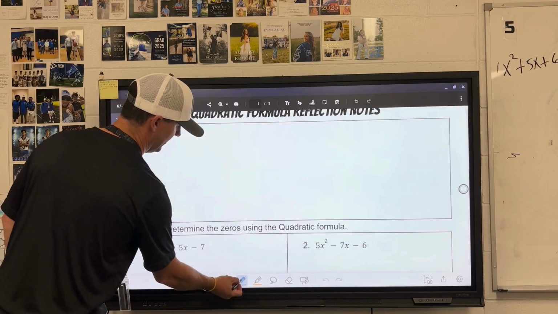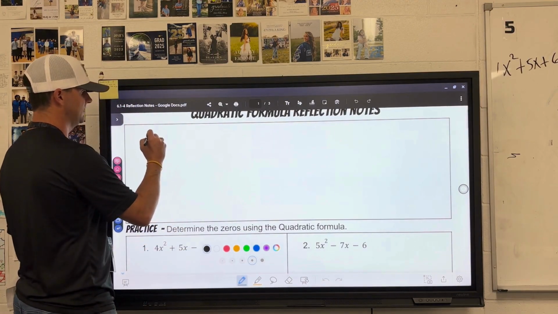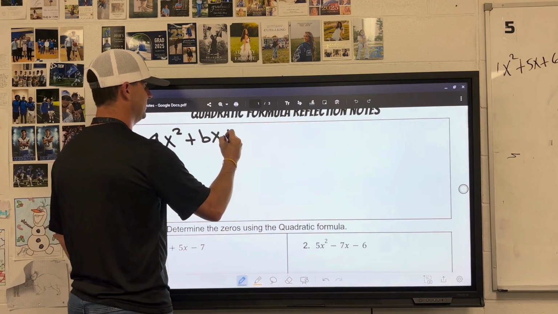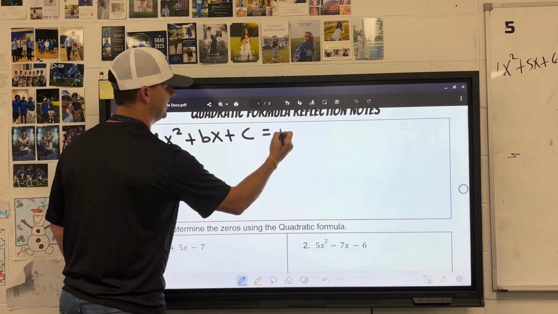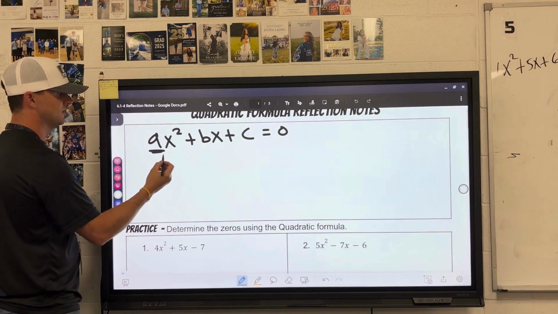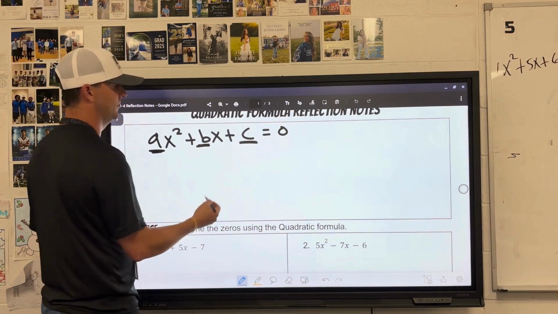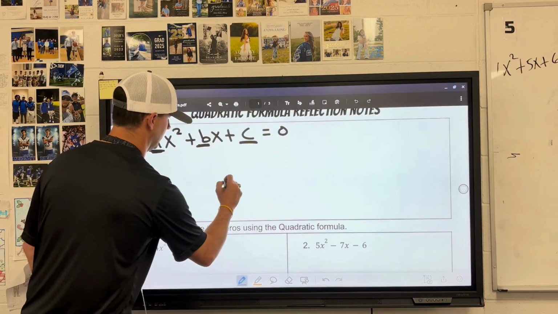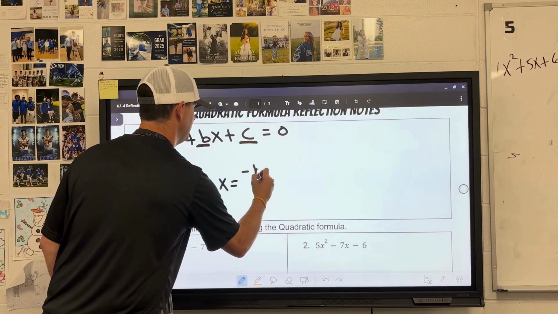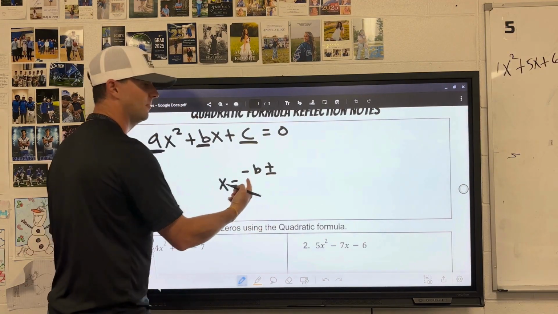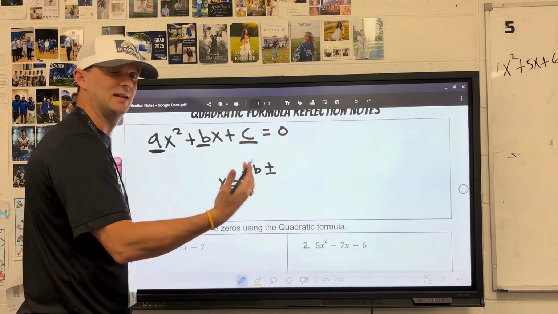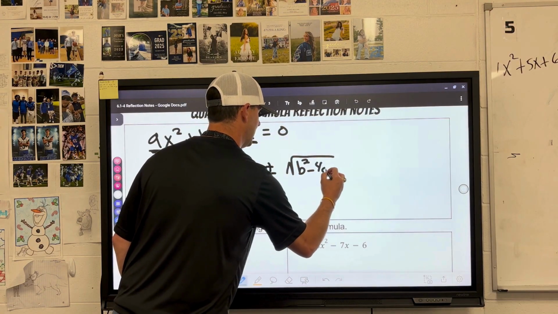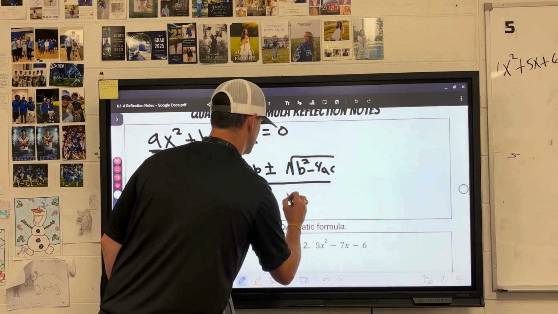If I'm writing a quadratic equation, standard form is ax squared plus bx plus c, and then I set it equal to 0. The a is the first number, the b is the second number, the c is the third number. So this is what the quadratic formula is: x equals negative b plus or minus, and remember that plus or minus means we have to do a positive version and a negative version, the square root of b squared minus 4ac, all over 2a.